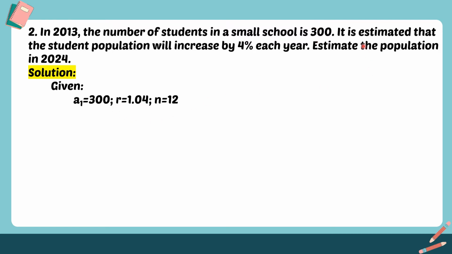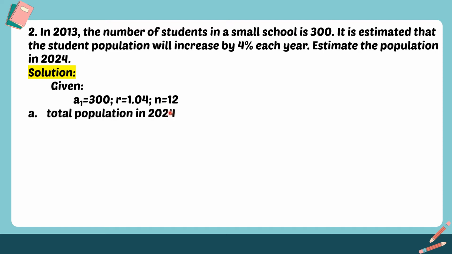So, from 300, this is considered as 100%. So, the other year, magdadagdag siya ng 4%. So, magiging 104%. And 104%, i-convert siya sa decimal, magiging 1.04. Mag-move lang siya ng 2 decimal places to the left. And then we have n is equal to 12 kasi 2024 minus 2013 ay 12, including natin yung 13. So, parang nag-plus 1 pa lang.